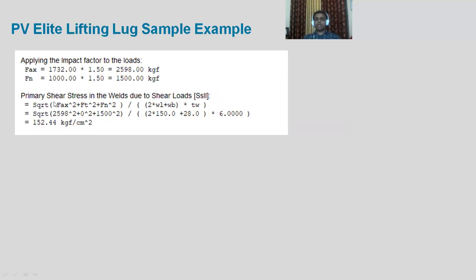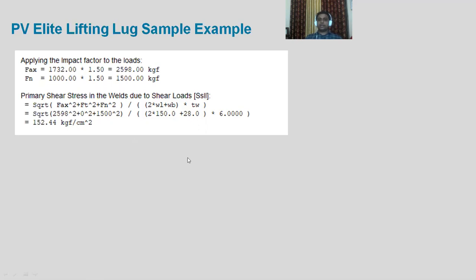So first we are going to calculate the primary shear stresses in the weld due to shear load. In the weld area, there are some stresses. In the case of a fillet weld, there will always be a shear stress. Any force will create a shear in that weld area, because this is a fillet weld. In any direction, it will get sheared off, and it will be sheared across its throat.